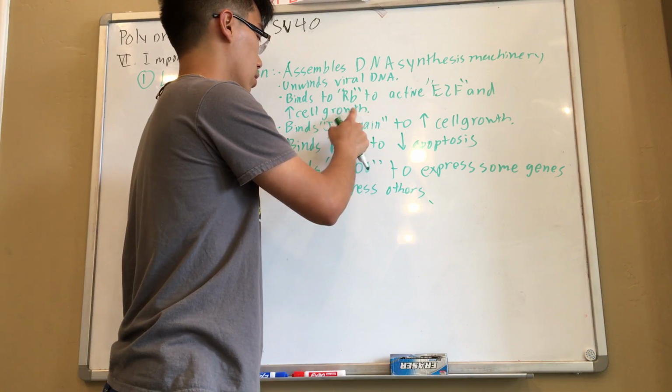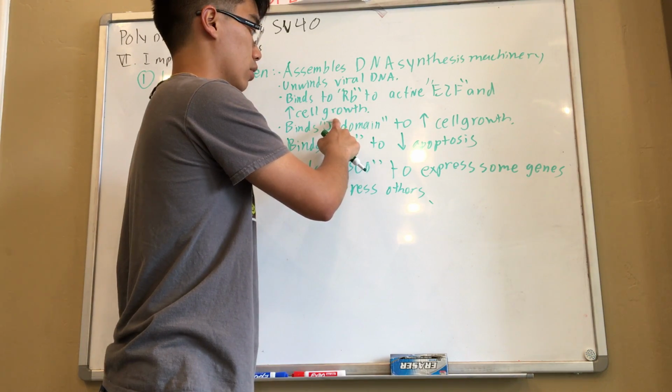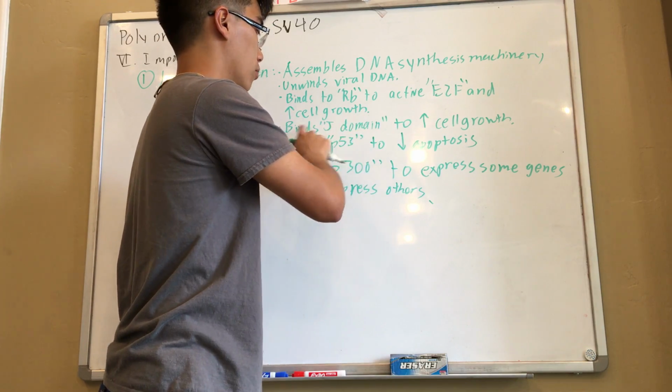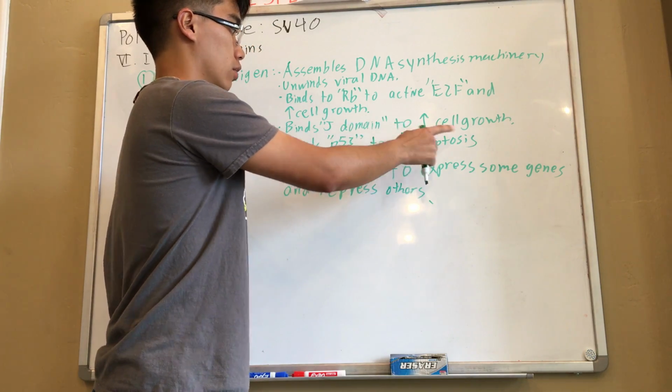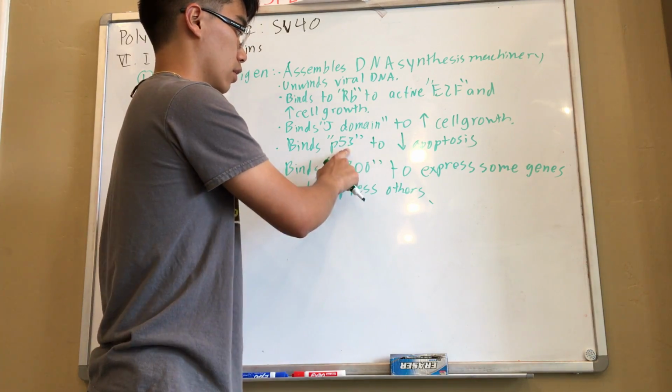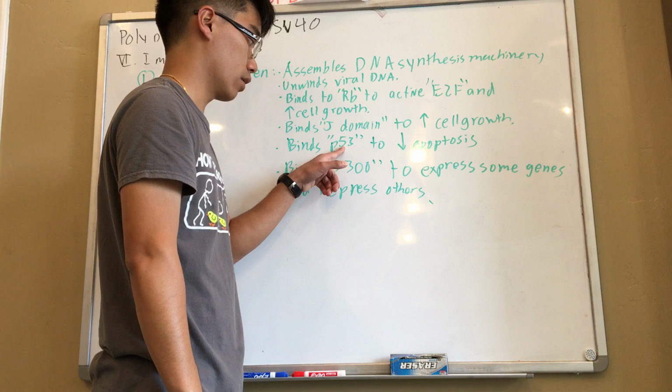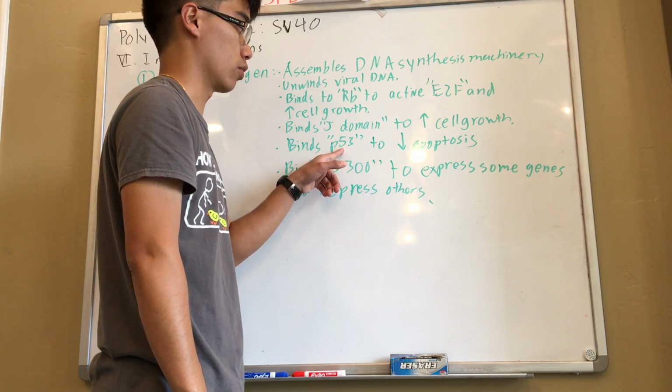J domain is native and it tells the cell to not grow, so if you bind it with T antigen, you can get the cell to grow. So just P53. P53, this one tells the cell to kill itself.